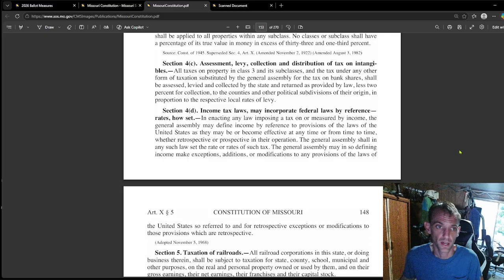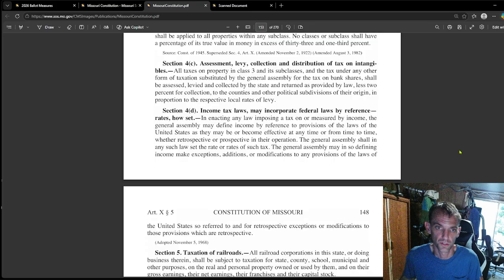In enacting any law imposing tax on or measured by income, the General Assembly may define income by reference to provisions of the laws of the United States as they may be or become effective at any time or from time to time, whether retrospective or prospective, in their operation. The General Assembly shall, in any such law, set the rate or rates of such tax.